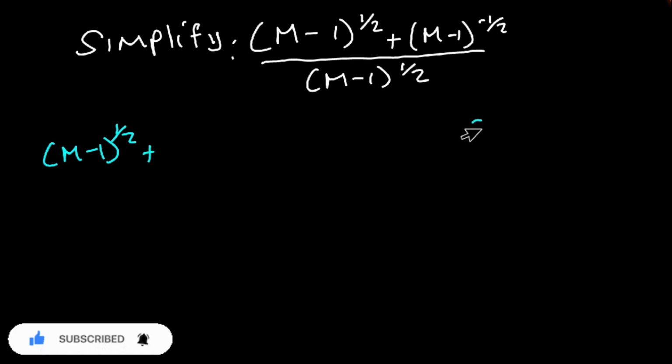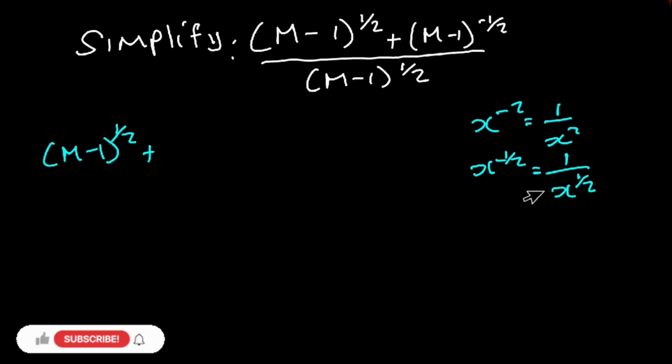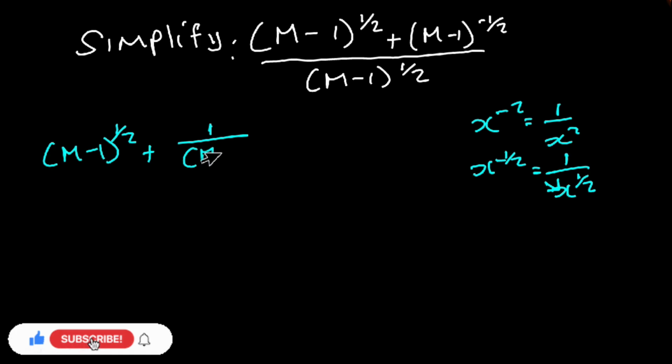Now if you have x raised to the power negative 2, this is equal to 1 over x squared. If you have x raised to the power negative 1 over 2, this is equal to 1 over x raised to the power 1 over 2. So we're going to write this (m minus 1) raised to the power negative half in this form. So this is going to be equal to 1 over (m minus 1) raised to the power half. So this m minus 1 is equivalent to x.